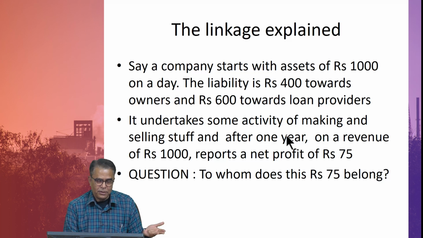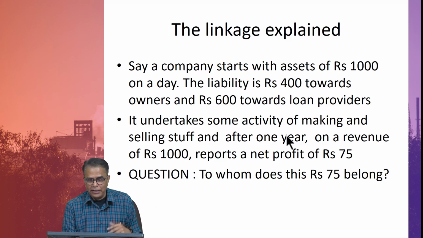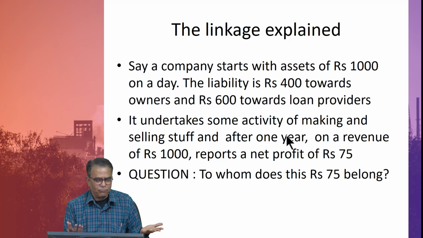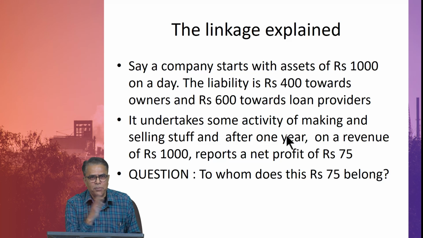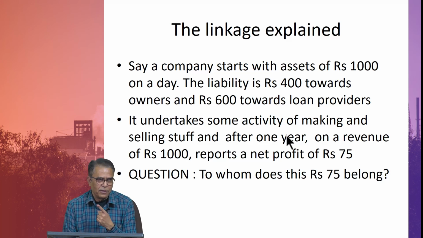1000. What is the asset? 1000 at date zero. Then they take some activity, whatever it is, using this money to do stuff. One year passes. Then they sit back and find that during that year they have got revenue of 1000 bucks.